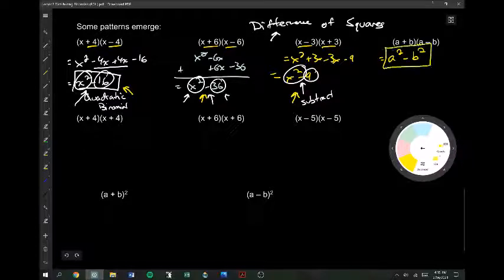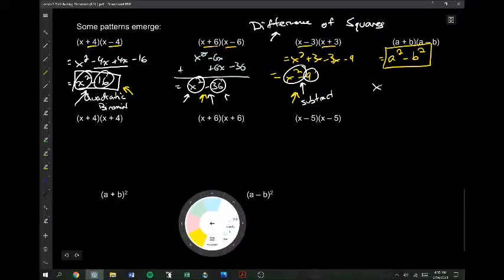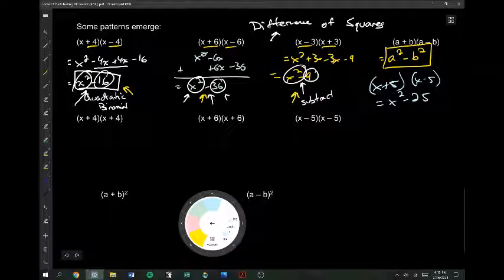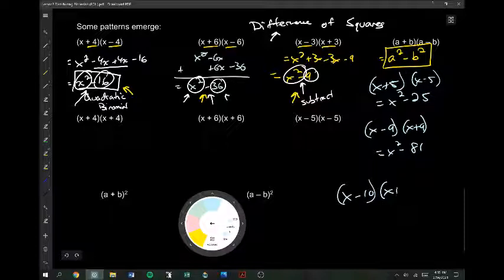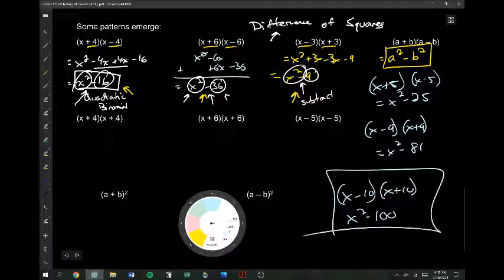Boom. It's that simple. So for some quick examples, if I have x plus 5 times x minus 5, I just know right away that'll become x squared minus 25. If I have x minus 9 and x plus 9, I know right away that'll become x squared minus 81. If I have x minus 10 times x plus 10, automatically I know I'm getting x squared minus 100.